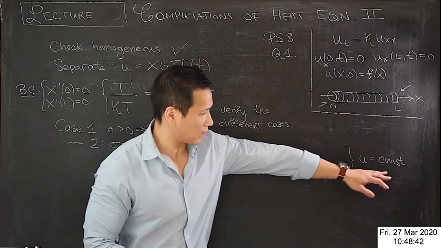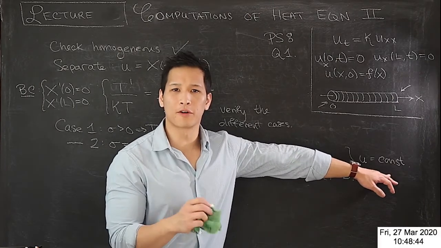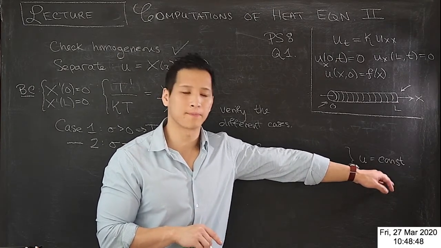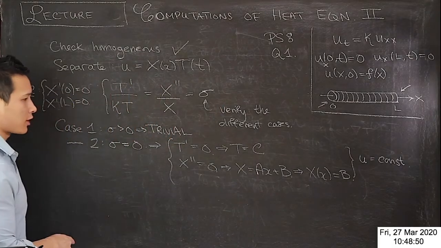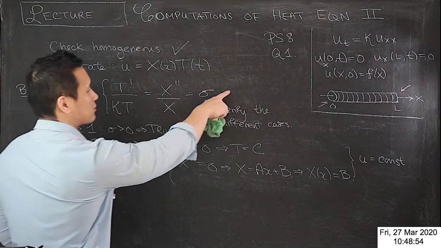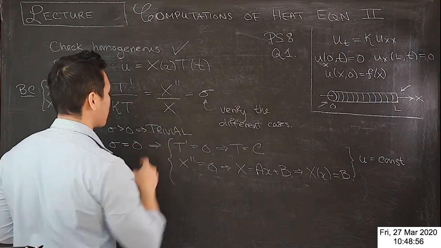Okay, that will essentially be the a0 over 2 term of your Fourier series. Okay, good. So now you're ready to do case 3, and case 3 is the more typical case of this being less than 0.